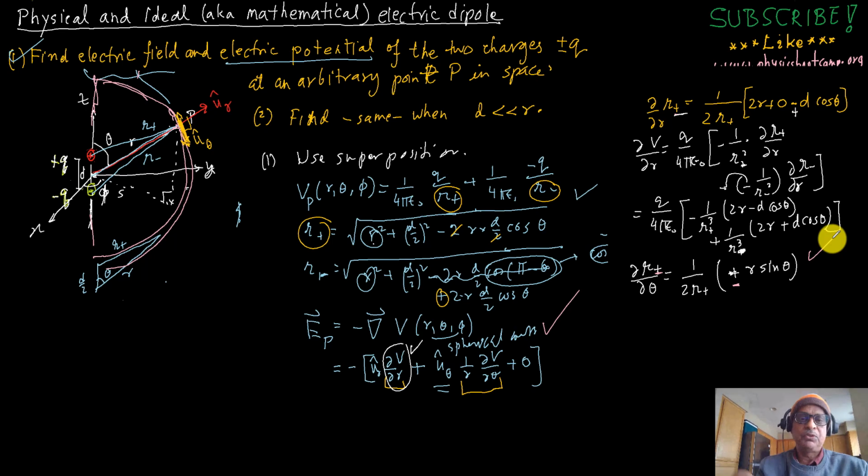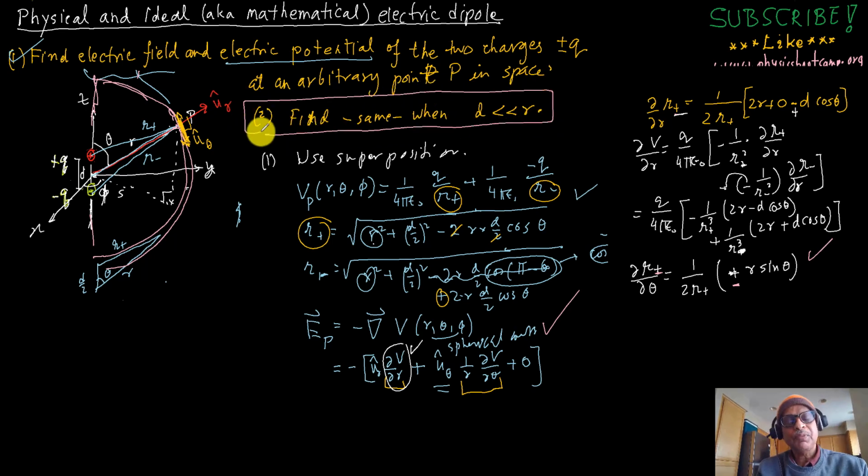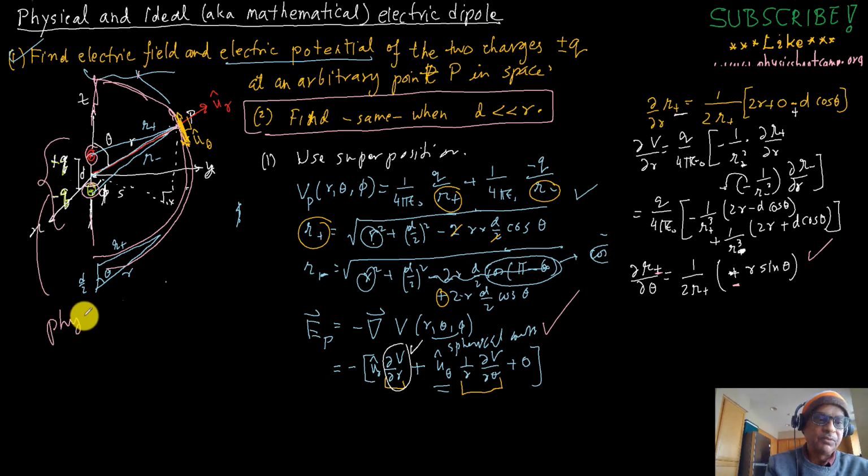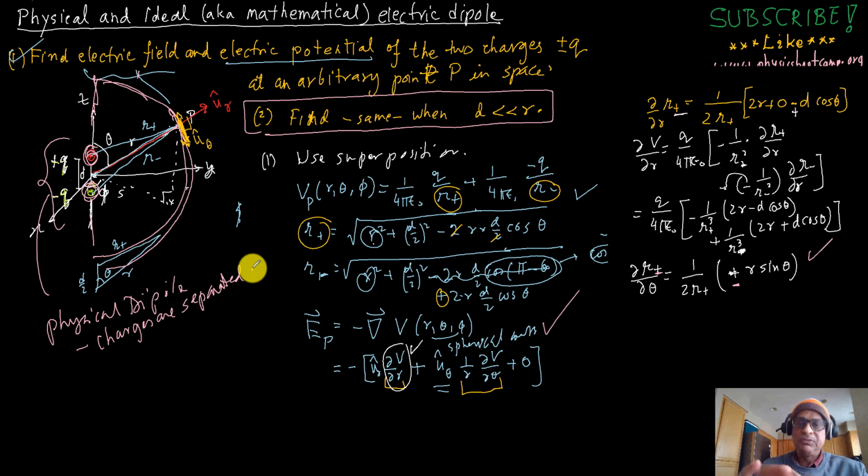I wanted to talk to you about this part, okay? So when you have two charges like that and physically separated like that, we call it a physical dipole. A physical dipole has the identity of the charges. The charges are separated, okay, and known to have a meaningful separation.